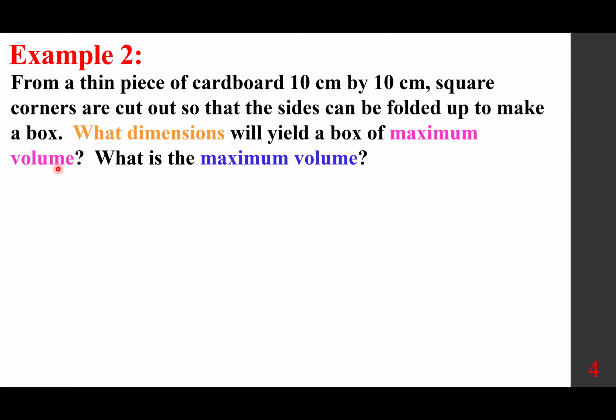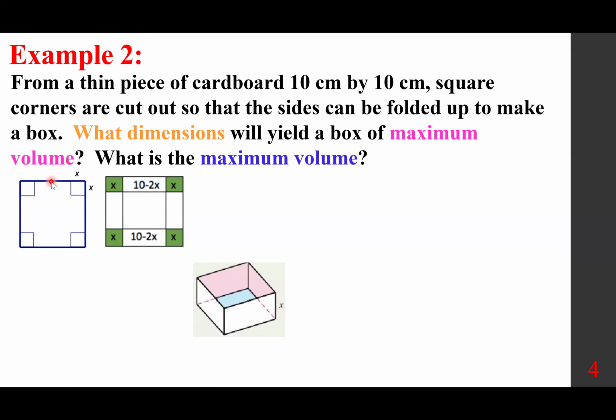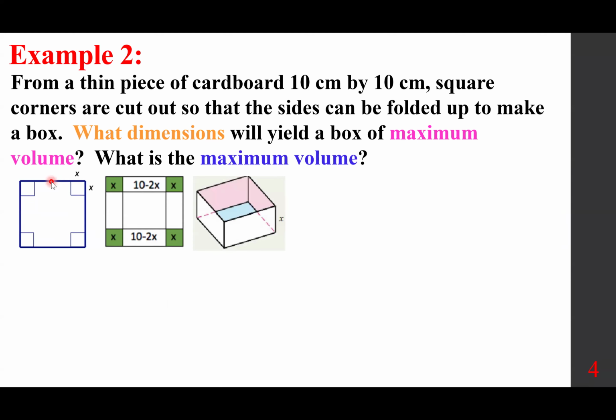We have to define the variables. We have a 10 by 10. So this is 10, this is 10 centimeters. You cut out the X here and here. That means another X here. So this is 10 minus 2X because two of them is out, the same thing here. You fold it up, you make it into a box, a rectangular solid with the height of X, the width and length of 10 minus 2X.